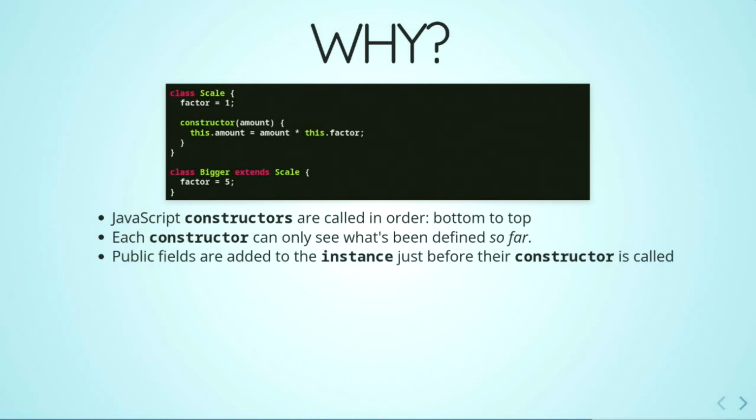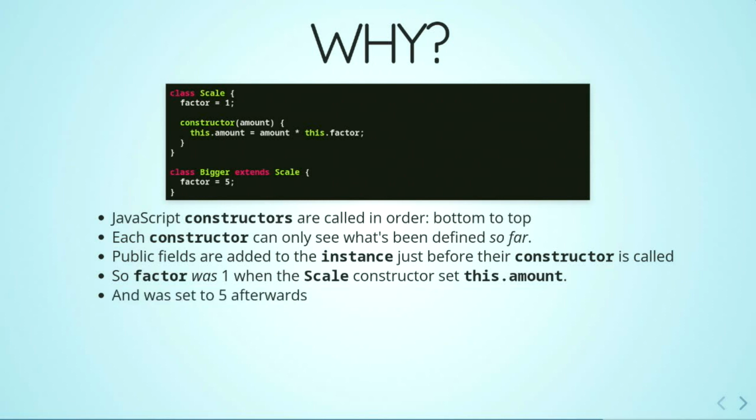Additionally, public fields, which is like our factor 1 here, are added just before calling the constructor function. So what has happened in our example is that factor was actually 1 when the scale constructor was called, and therefore, when it has set this.amount, it has gone and multiplied it by 1. Then, when the bigger class gets its static attributes or its class members set up before its constructor is called, then the factor is set to 5. This is a bit of a trick that catches you out sometimes.